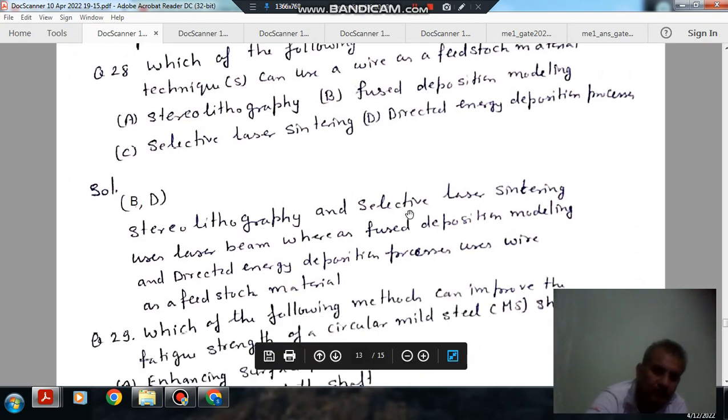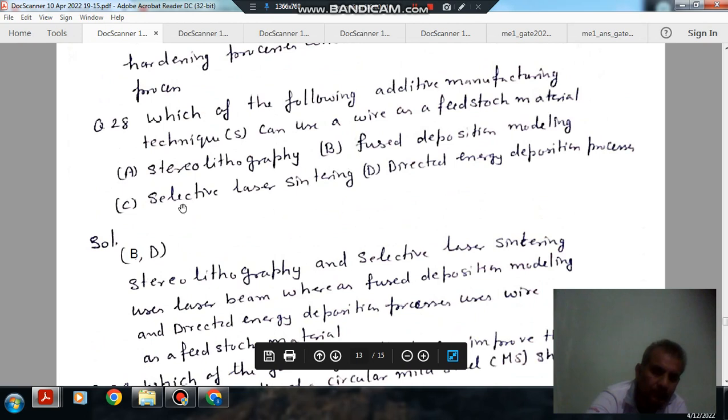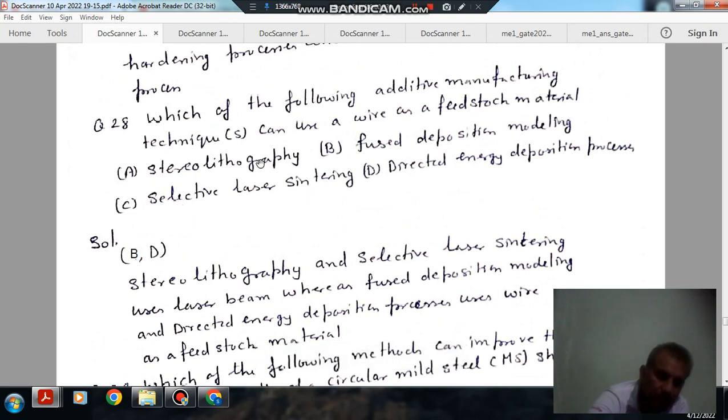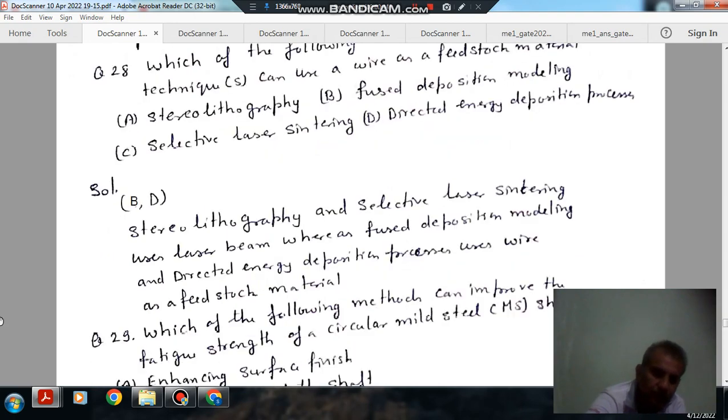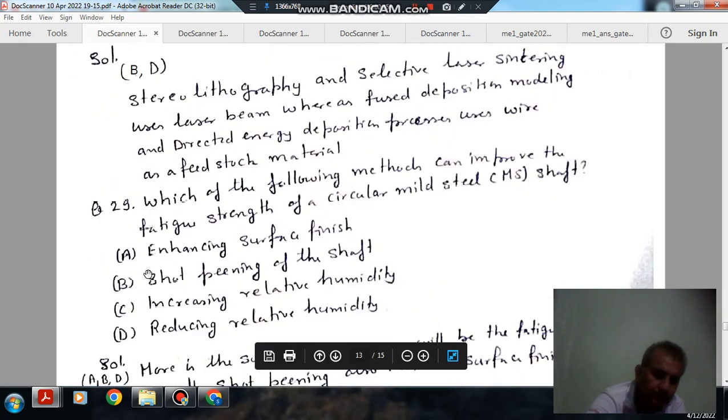So stereolithography and selective laser sintering use a laser, whereas fused deposition modeling and directed energy deposition processes use wire as a feedstock material. So the answer is B and D.